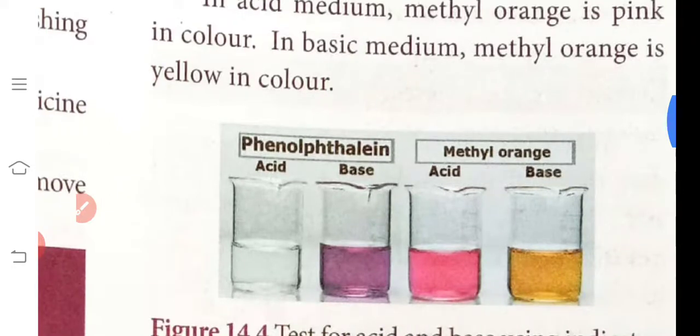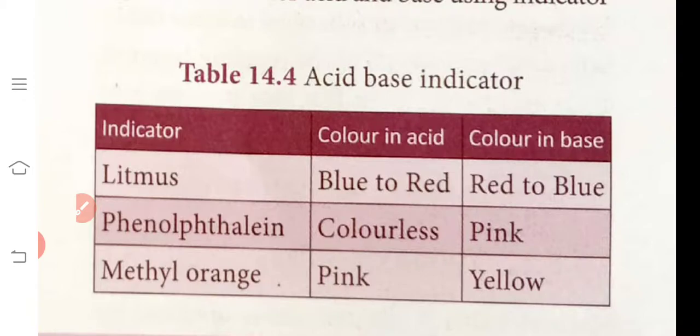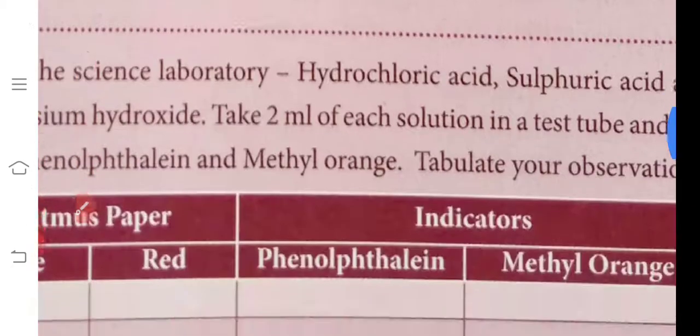Okay, this is the experiment. Phenolphthalein with acid and base, methyl orange with acid and base. Phenolphthalein in acid is colorless, in base pink. Methyl orange in acid, what color? Pink color, and in base yellow color. Next, indicators: litmus blue to red and red to blue. Phenolphthalein colorless, pink. Methyl orange pink, yellow. You read this one. This is 1 mark.